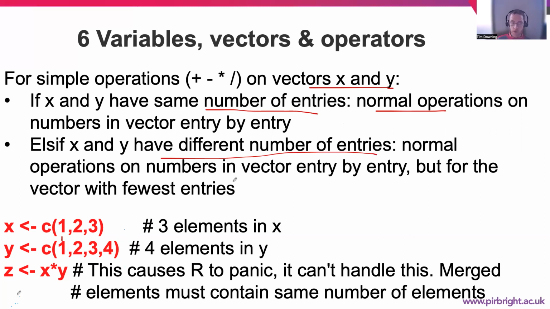no operations will apply for the vector with the fewest entries. So this won't work for the fourth element in y. So if we assign z as the product of x and y, R will warn you, but it will try to give you an answer.